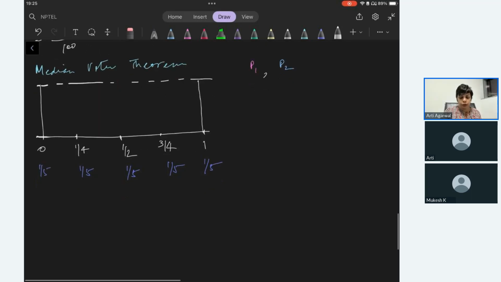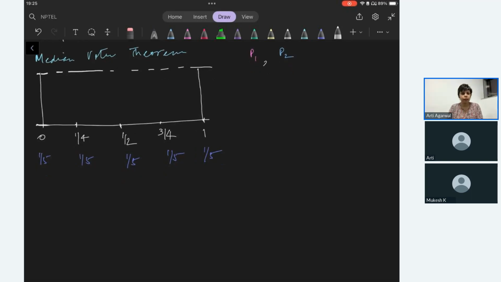Now let's see what are the options for these guys. What they want is to maximize the vote share. Each candidate wants to have as many votes as possible. So let's start with the scenario where they are both at the extreme ends. Say P1 is here and P2 is here, then what is going to happen? The candidates are at 0 and 1.